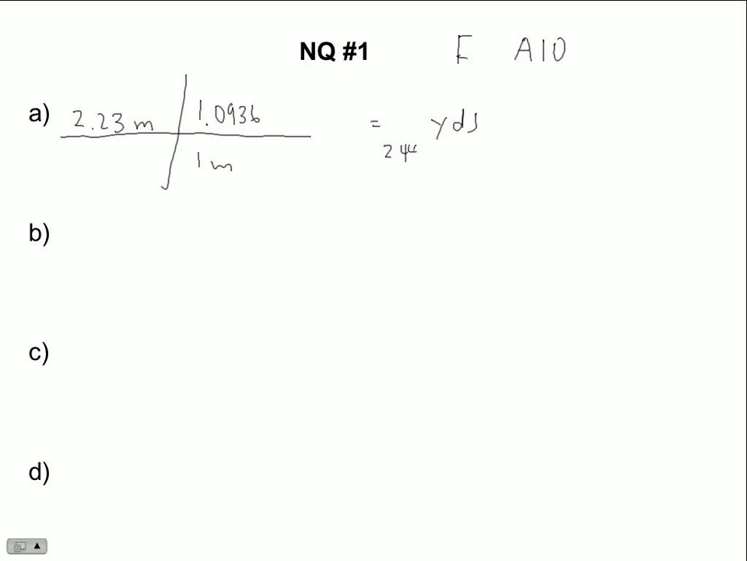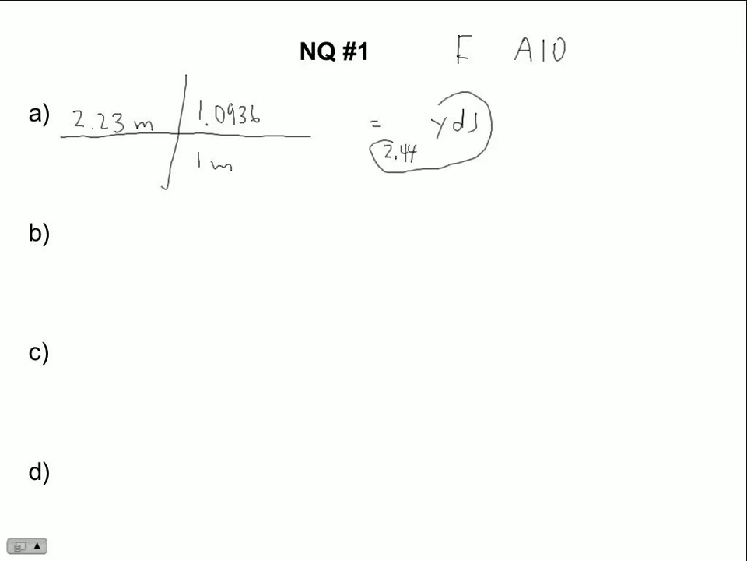Appendix F, and that's found on page A10 to get the conversion factors. For A, it's asking us to convert 2.23 meters over to yards. What you got on the bottom, what you want on the top. In every 1 meter, there is 1.0936 yards, giving us an answer of 2.44 yards, which is the same thing as 2.23 meters.